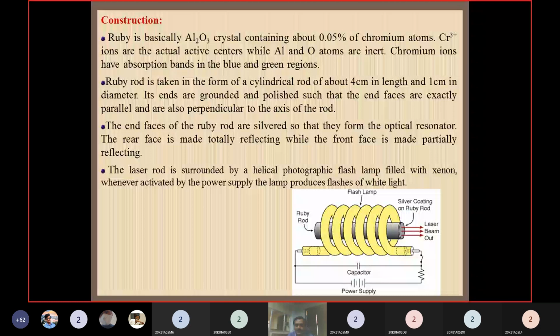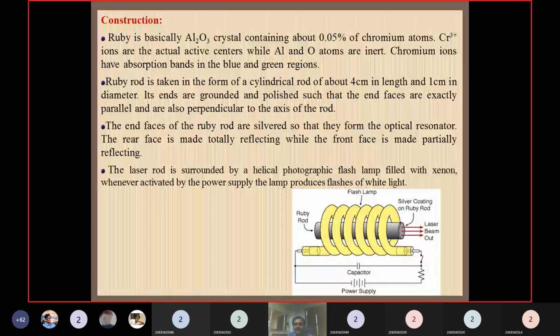That white light is absorbed by the ruby rod. Already I said that only the blue and green light is used. White light contains all colors: violet, blue, indigo, and so on. So 7 colors will be there. But of those 7 colors, the ruby rod absorbs only particularly 2 colors: blue and green, because chromium has absorption bands.